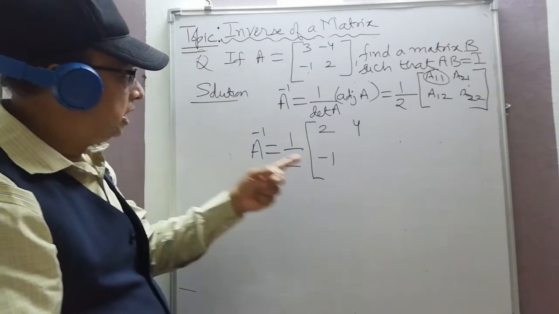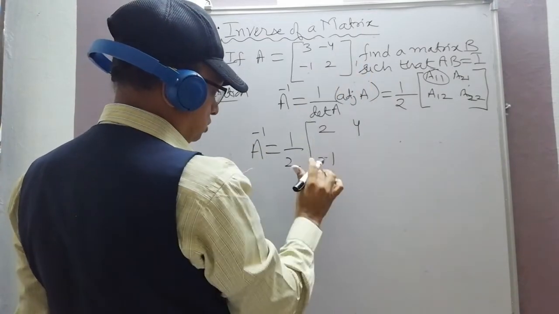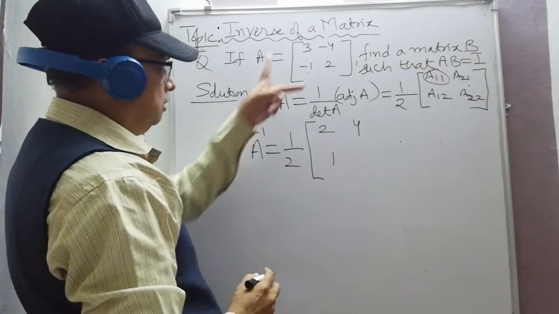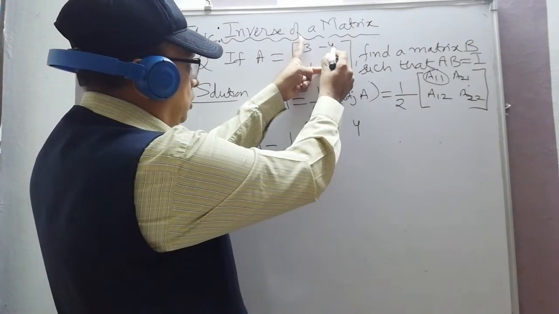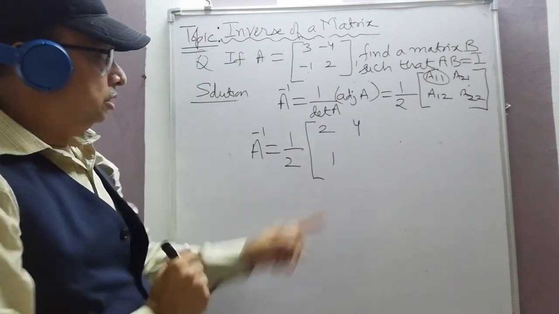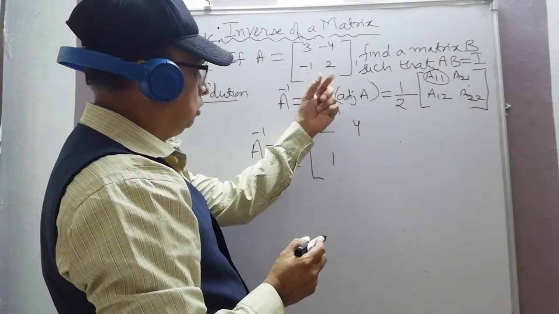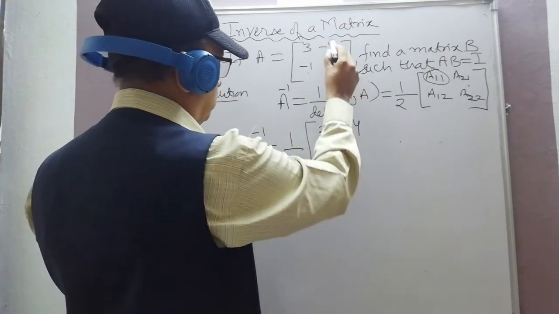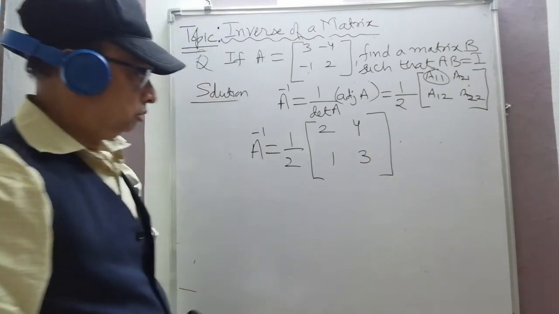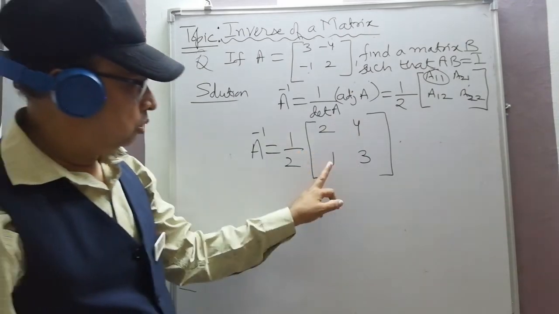What about this one, A12? This is A12, so here it is also minus, therefore minus and minus will become plus. Here, when I take this one, it is minus 4. Again, because of the minus sign, it becomes plus 4. The next thing is A22, positive. Deleting this row and this column, it is 3. So A inverse is coming as 1 by 2 times the matrix 2, 1, 4, 3.